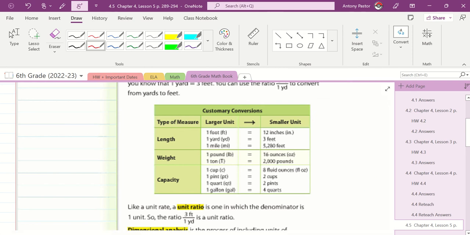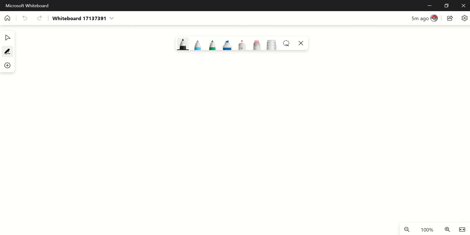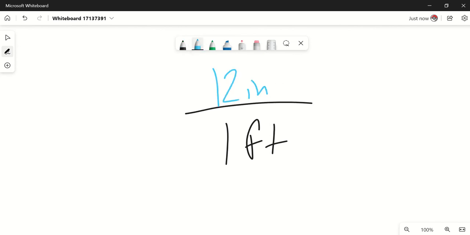So we're going to actually talk about a unit ratio right now and how this all relates back to fractions. So, like a unit rate, a unit ratio is one in which the denominator is 1 unit. So the ratio 3 feet to 1 yard is a unit ratio. That means that there's 3 feet in 1 yard. Another unit ratio example. So again, the unit needs to be on the bottom, 1 unit. So if we look at 1 foot as a unit ratio, what would equal 1 foot? 12 inches. This would be a unit ratio to inches to feet.